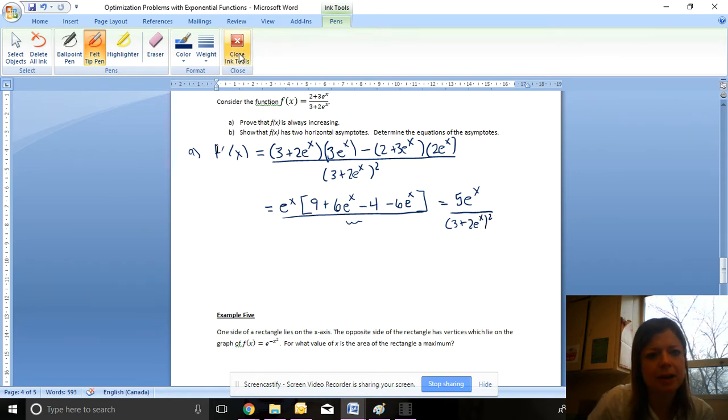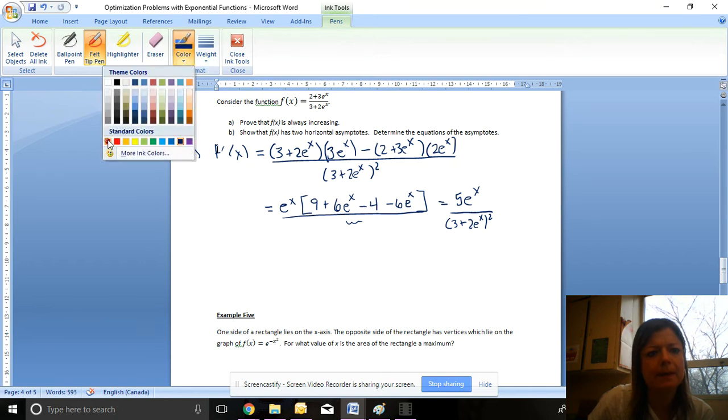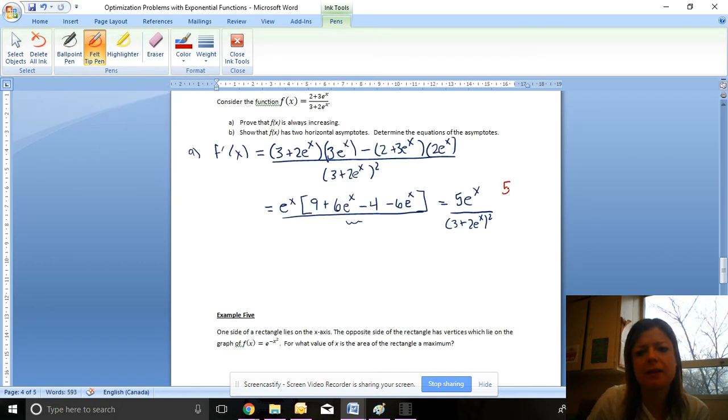Okay, so now we can conclude, since 5 e to the x is always positive, right? Because e to the x is an exponential function that looks like this. So it's always increasing, and then it's just being multiplied by 5. And then anything squared is always greater than or equal to 0. So therefore, the derivative is always greater than 0. So therefore, f is always increasing. Okay, so that is part A.